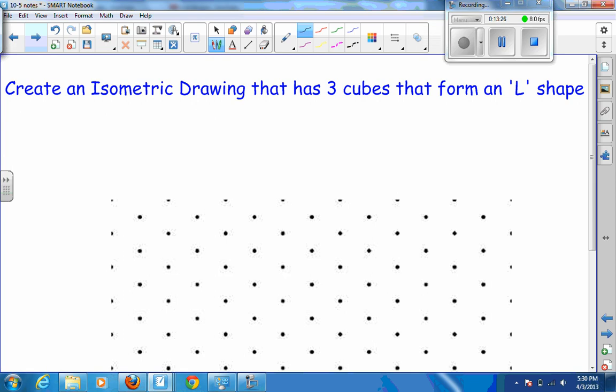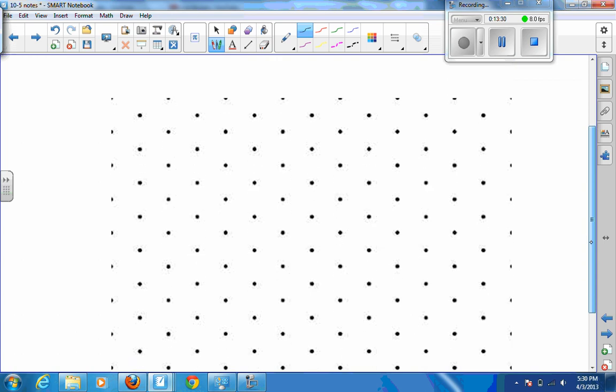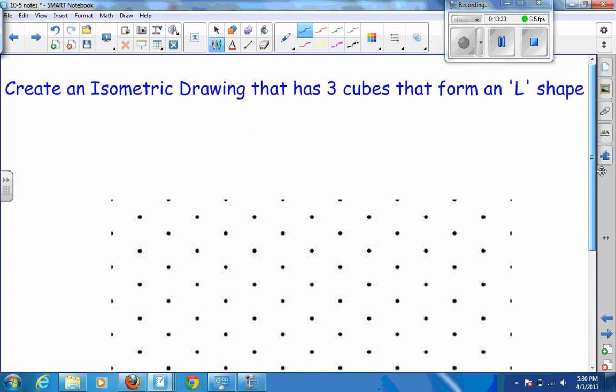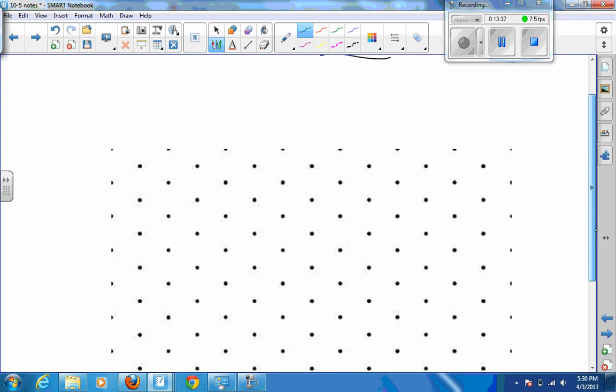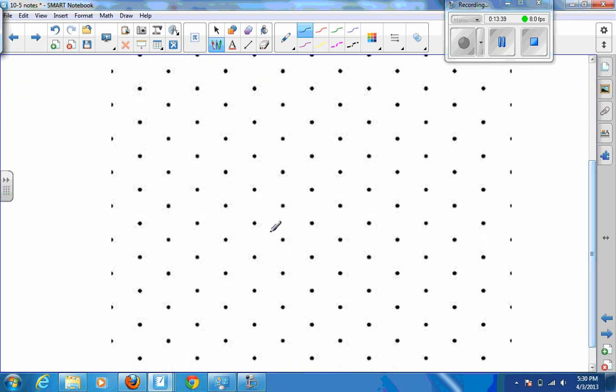What your worksheets are going to ask you to do is to draw specific shapes and then ask you questions about how many cubes there are. All right, so this one asks you to draw an isometric drawing that has 3 cubes in the shape of an L. So the first thing you're going to do is obviously start with 1 cube. There is my first cube, just like I had drawn before.